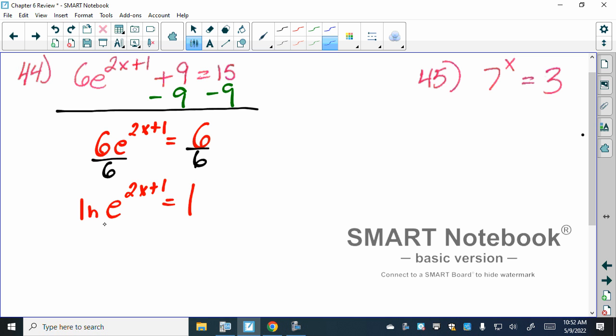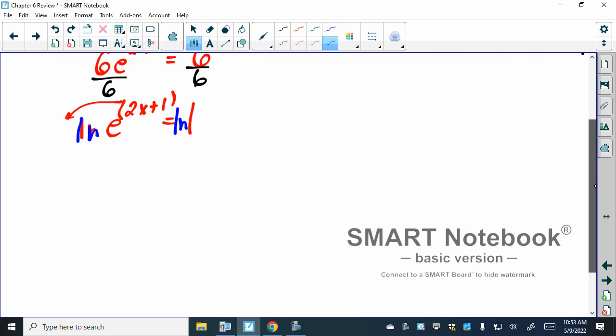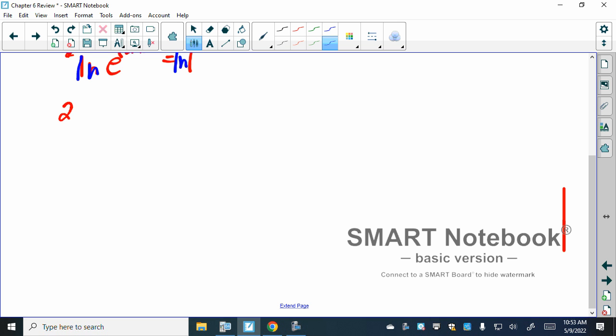We do have the 2x plus 1, but what we can do is apply the ln to both sides. And that 2x plus 1 in the exponent would move in front of it, which will tell us that we have 2x plus 1, because ln of e simplifies to 1. So 2x plus 1 times 1 is just 2x plus 1. On the other side, we have the natural log of 1. Will the natural log of 1 simplify nicely?